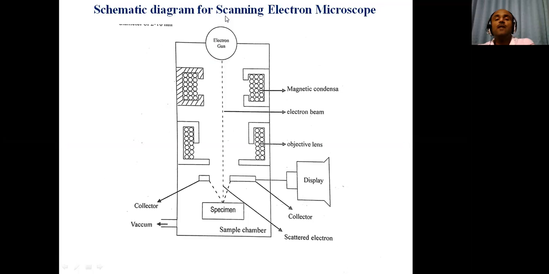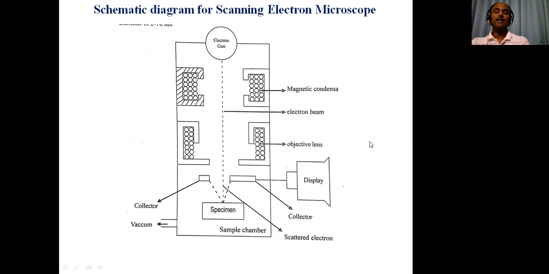Now the next part is the characterization of nanomaterial. The characterization of nanomaterial is done with the help of electron microscopes. There are two electron microscopy techniques, called the scanning electron microscope and the transmission electron microscope. So let us start with the first, that is the scanning electron microscope.